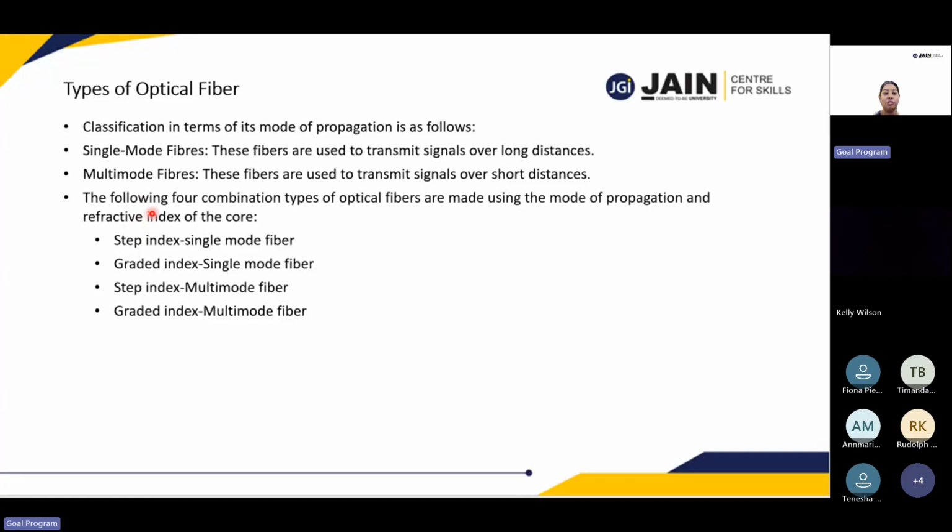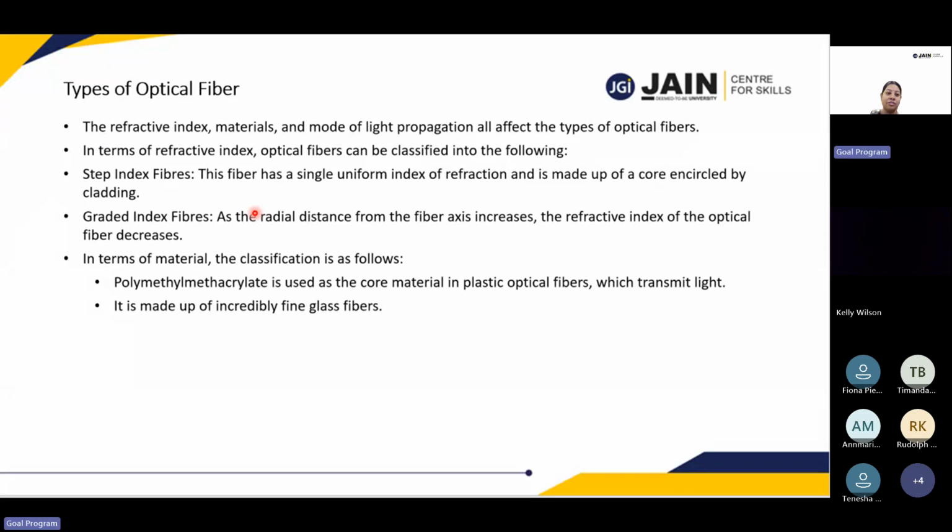Now, the following four combination types of optical fibers are made using the mode of propagation and the refractive index of the core. This is a combination. Here we have seen the individual ones. One is for refractive index. We have seen step index fibers and graded index fibers.